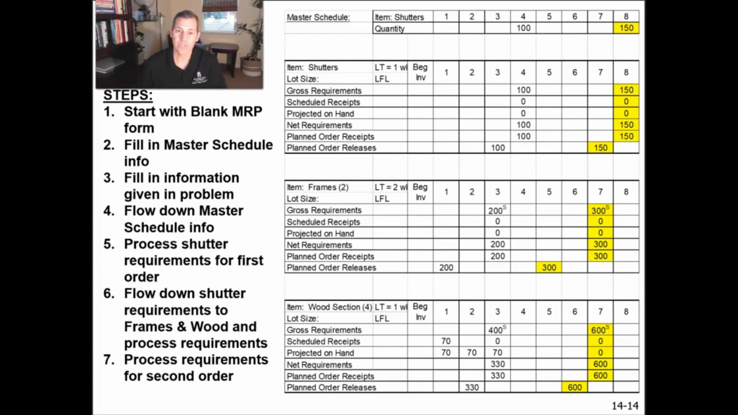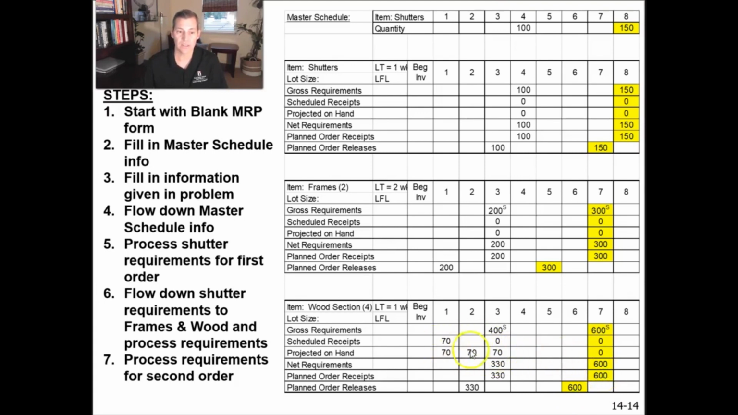And then last but not least is our wood sections. They are 4 wood sections for every 1 shutter. So to support your order of 150 shutters that is shipping in week 8, you've got a 1-week lead time offset for those shutters, which means we need all of our material to arrive in week 7. So 150 shutters multiplied by 4 wood sections gives you 600 gross requirements. You have no scheduled receipts, no projected on hand, so your net requirements also equals 600. They take 1 week to make or buy, so your planned order release will take place in week 6 so that they will be done in week 7.